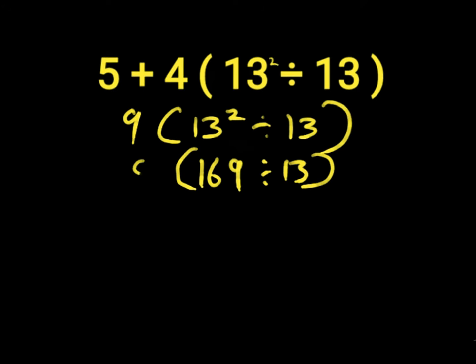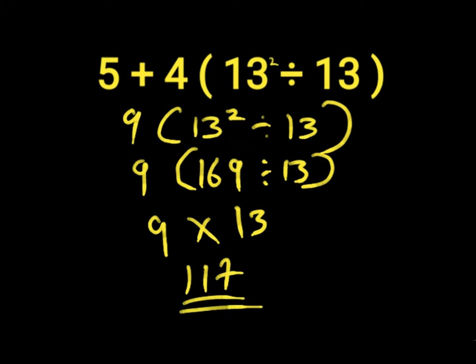Then we put down our 9 here. 169 divided by 13 will give us 13. Then we put down our 13 here. Then we have 9 times 13. 9 times 13 will give us 117.